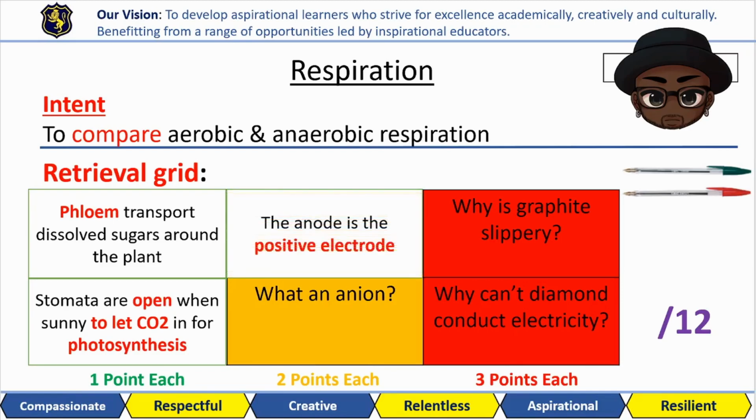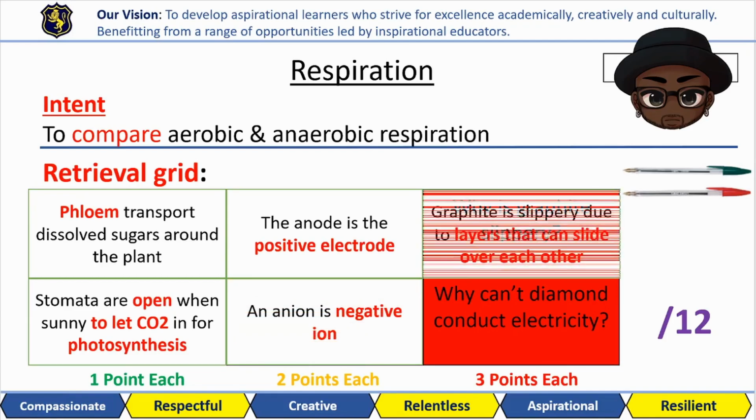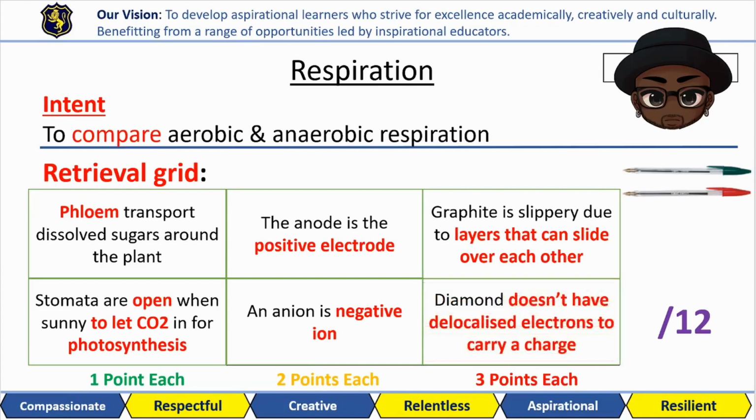The anode is the positive electrode. The anion is the negative ion. Graphite is slippery due to its layers being able to slide over each other, and that's because they have those weak intermolecular forces between them. Finally, diamond doesn't have the localized electrons, so it can't carry a charge, and therefore it cannot conduct electricity.